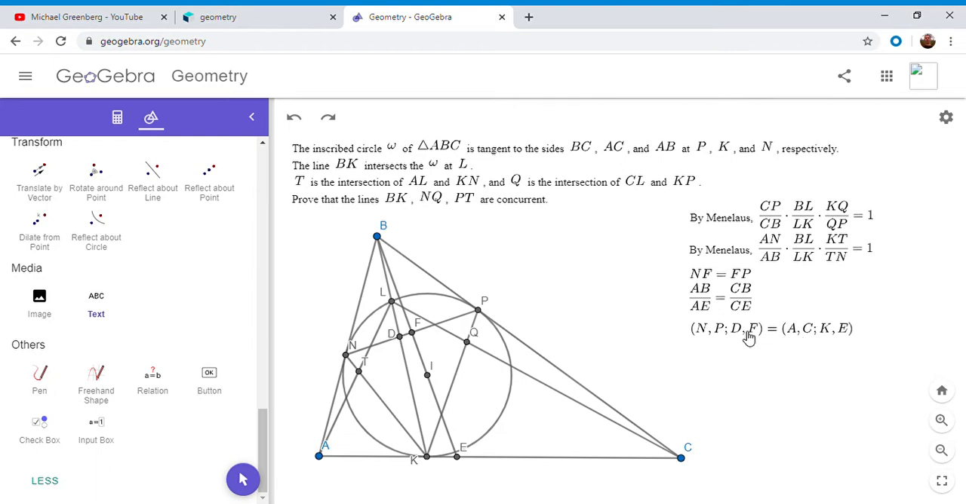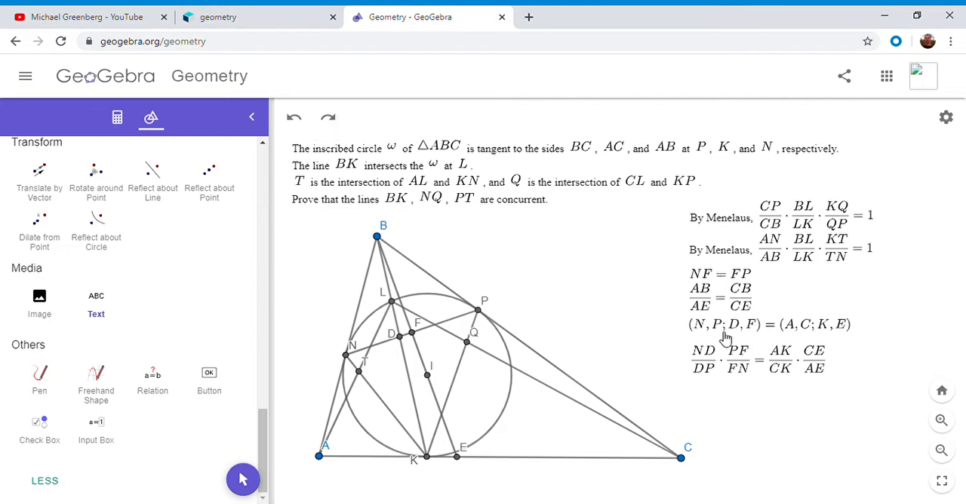cross ratio, so I've shown the definition of the cross ratio in one of my earlier videos. I can't remember exactly which one, but if you're curious, I can let you know in the comments. But by the very definition of cross ratio, this cross ratio would be, what ratio does D divide NP into? So that would be ND over DP, and then divided by the ratio that F divides it into, which is NF over FP.